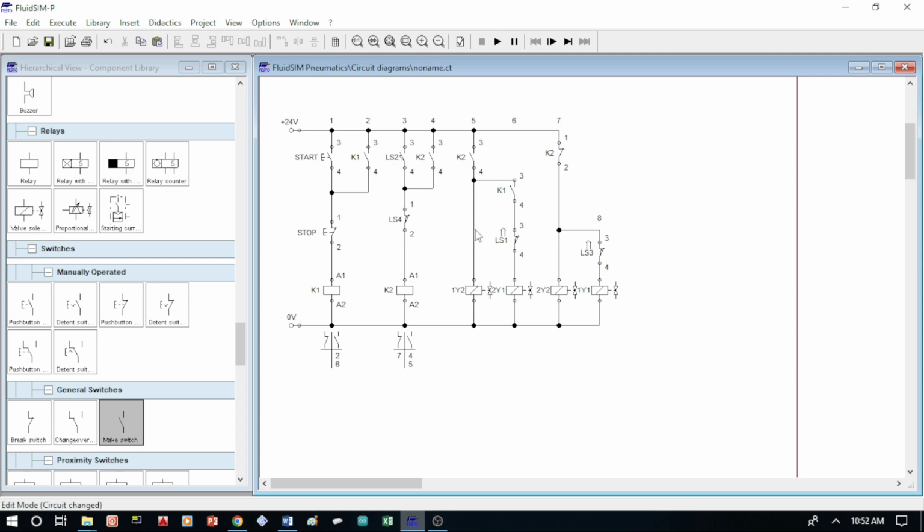And these are sensor limit switch contacts. We have 4 in here, LS1, LS2, LS3, and LS4.